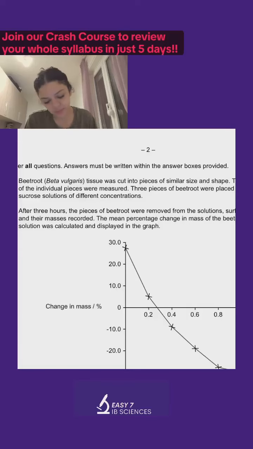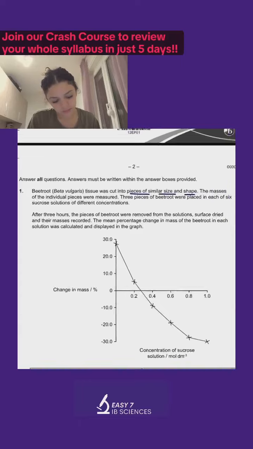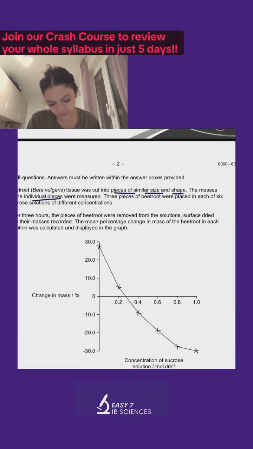It says beetroot tissue was cut into pieces of similar size and shape. The masses of the individual pieces were measured. Three pieces of beetroot were placed in each of 6 different sucrose solutions. After 3 hours, the pieces of beetroot were removed from the solution, surface dried, and their masses recorded. The mean percentage change in the mass of the beetroot in each solution was calculated and displayed in the graph.